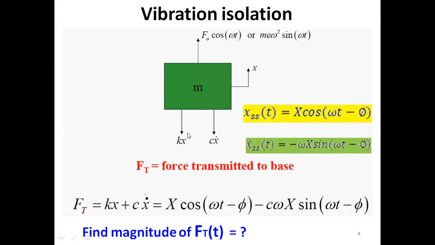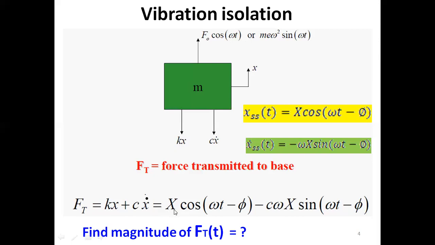The transmitted force to the foundation: because the spring and damper are connected to the foundation, the forces which are actually acting on the spring and damper are going into the foundation. So the transmitted force would be the sum of the spring force, which is kx, plus the damping force, which is c x dot. So putting in for x here, we would have k. K is missing here, but remember that there is k here.